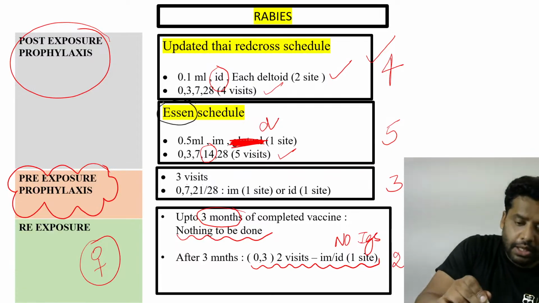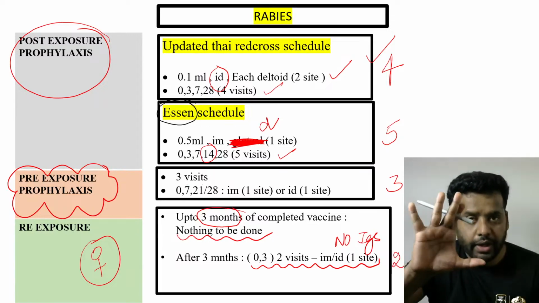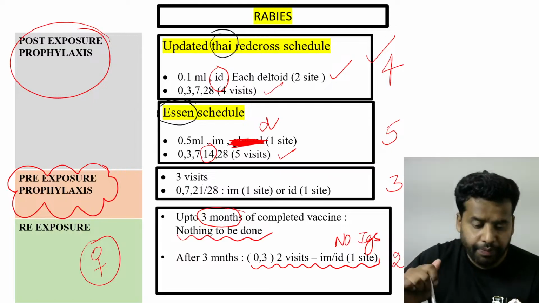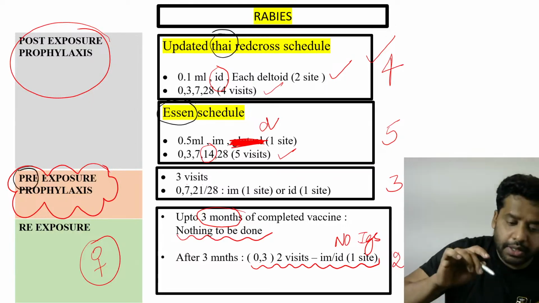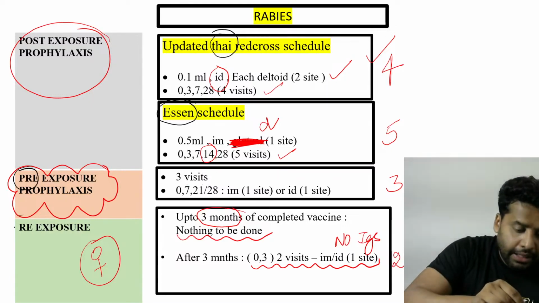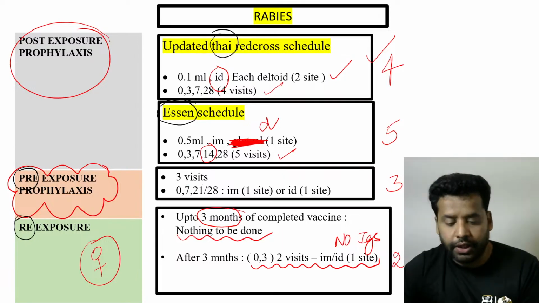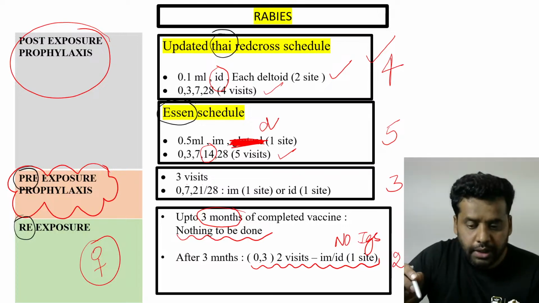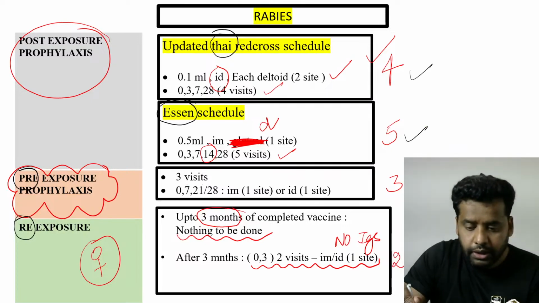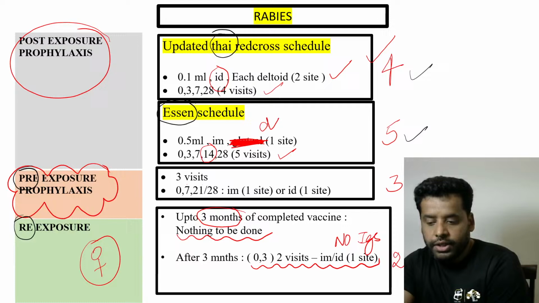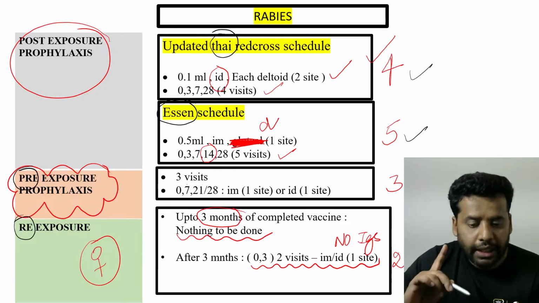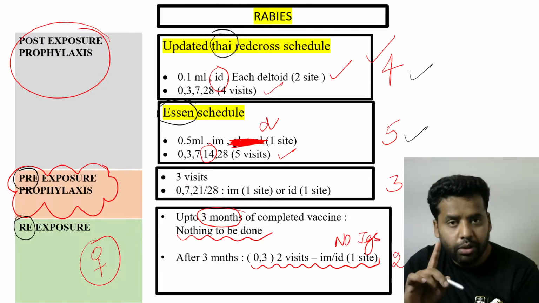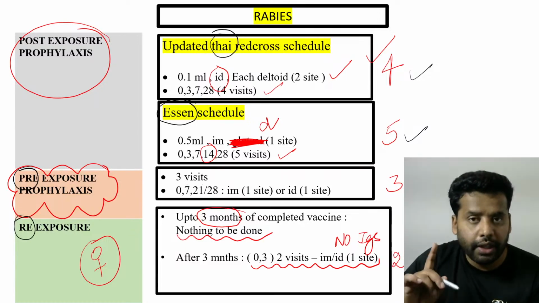SN has how many letters? 5 letters, 5 visits. Thai has 4 letters, 4 visits. Pre-exposure, pre has 3 letters, 3 visits. Re has 2 letters, 2 visits. So the answer is 5, 4, 3, 2. Thai schedule is 2 site, remaining everything is 1 site.